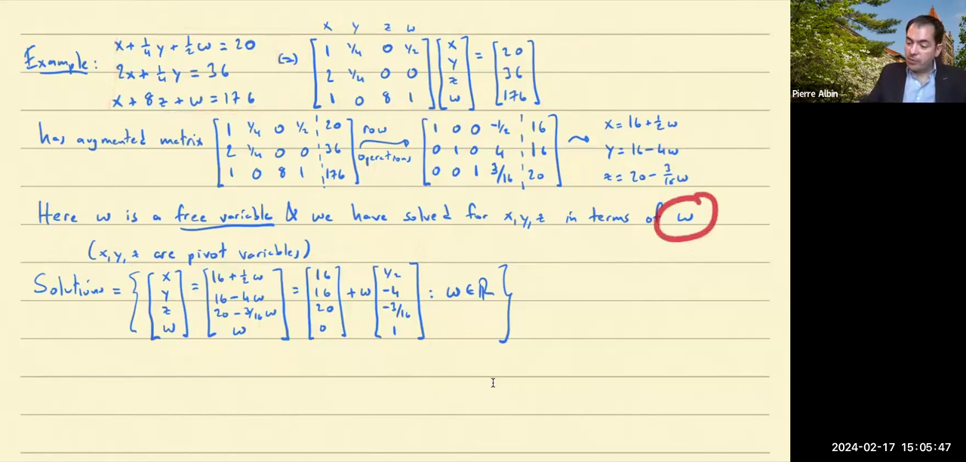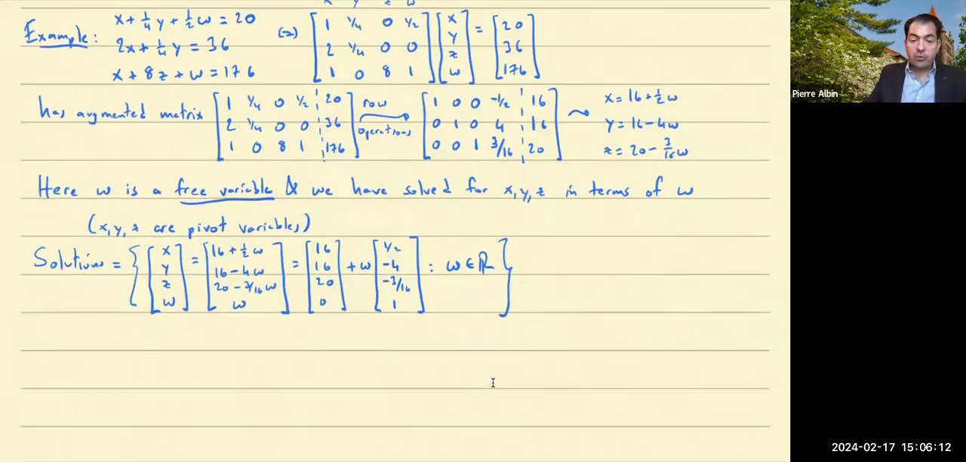So that's why we keep the free variable, right? And that's why we call it free. It's free to be whatever real number you like, but for every real number that you choose for w, you get explicit values for x, y, and z. Okay, so this is what it looks like when a system of equations has more than one solution, and indeed this has infinitely many solutions.